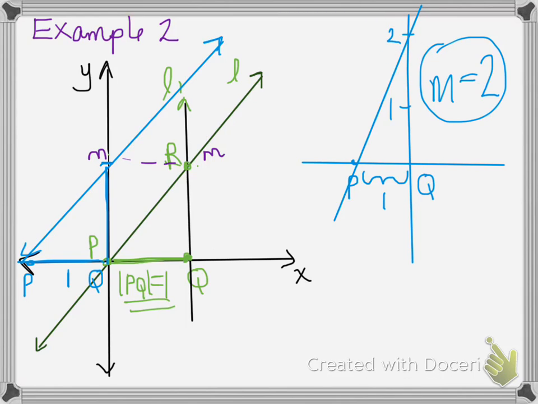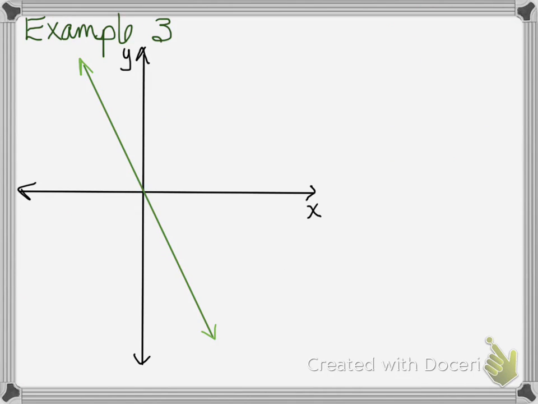So now let's look at what happens with a line that declines as we move from left to right. So we're going from left to right, this line is going down. So this line we said should have a negative slope. So let's look at how our definition of slope works for that.